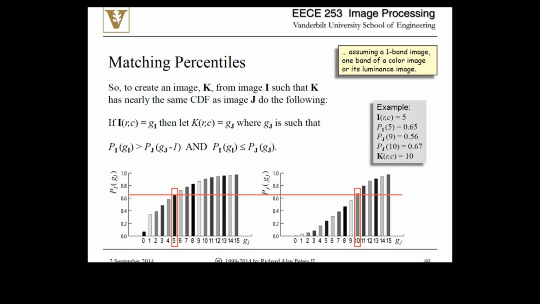But if I take the previous value, it is too low. If I take the next value, it is too high. So this 10 is the closest one. I have to formalize that. So this is the formalization.